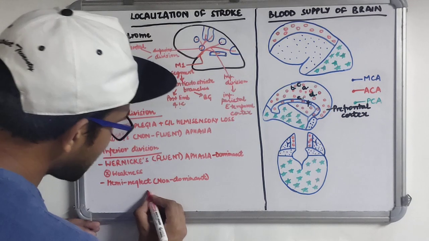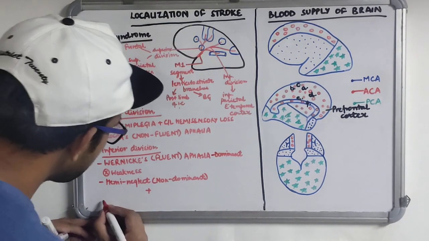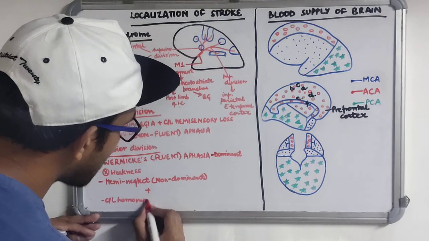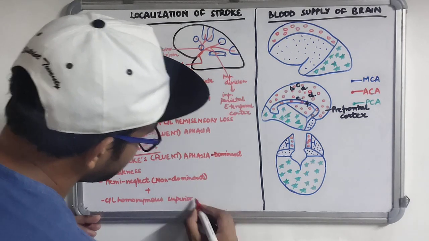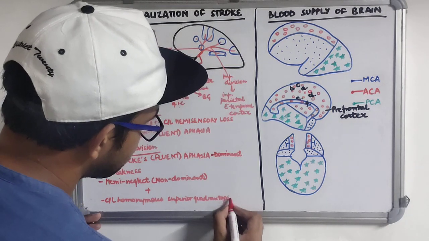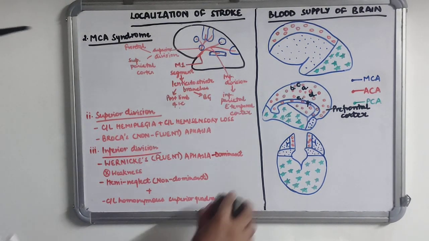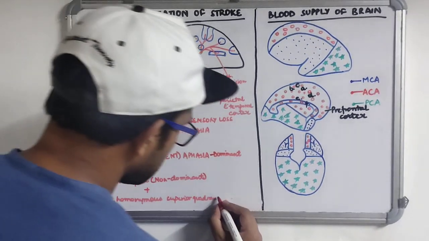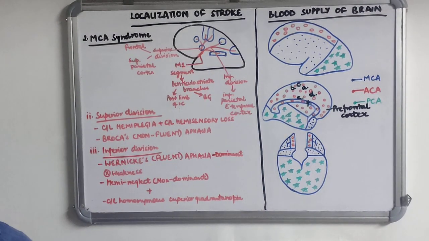And apart from that, whether there is involvement of the dominant or non-dominant hemisphere, the patient can have contralateral homonymous superior quadrantanopia. Now, what is this and why does it occur?